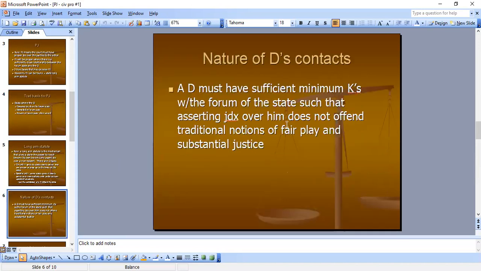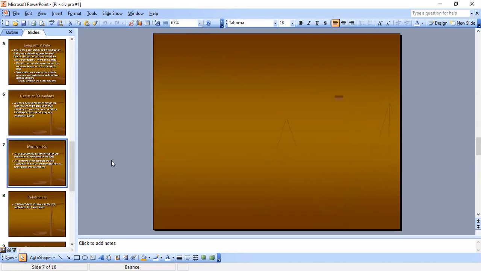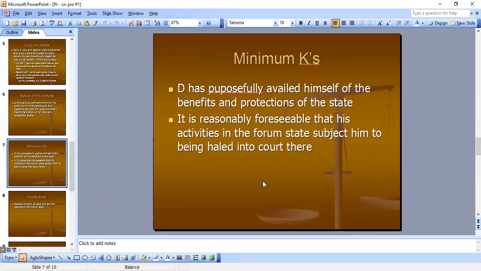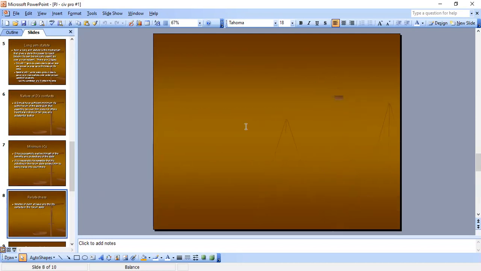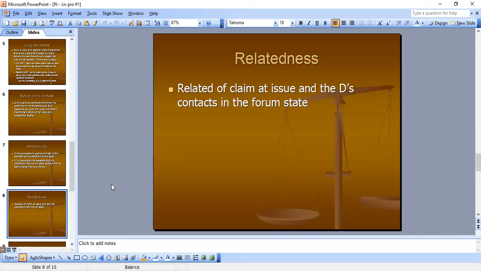Then we go to the nature of D's conduct, minimum contacts, and does not offend traditional notions of fair play, which are the fairness factors. Go to minimum contacts. We have to prove that that individual should be hailed into the court based on whatever the facts are. Relatedness, remember we have the specific and the general. General means essentially at home in the state. Specific jurisdiction is when that claim is directly related to the defendant's contact with the forum state. Okay, and it's for that claim only.